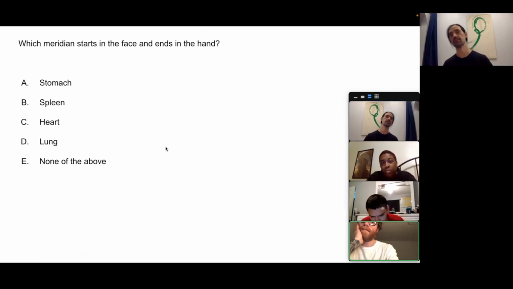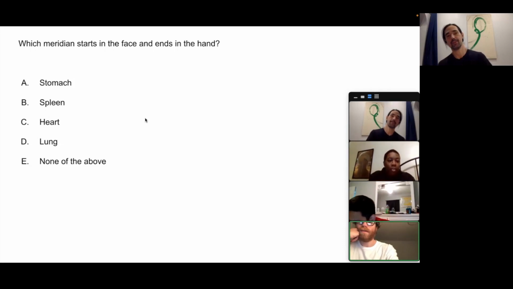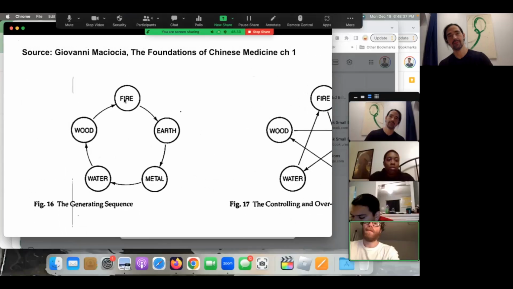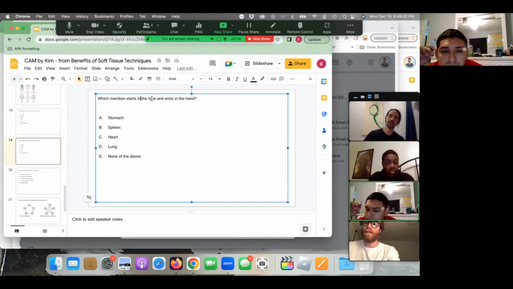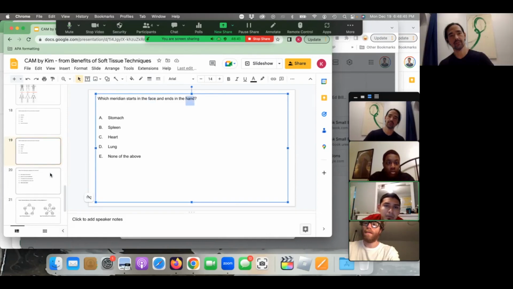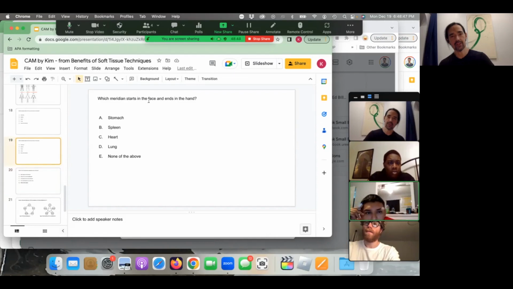Okay, which meridian starts in the face and ends in the hand? Everybody unmute. Which meridian starts in the face and ends in the hand? Let me just, which meridian starts in the face? Okay, starts in the face: stomach, spleen, heart, lung. Yeah, which meridian starts in the face and ends in the hand? Which one? It's actually a trick question.